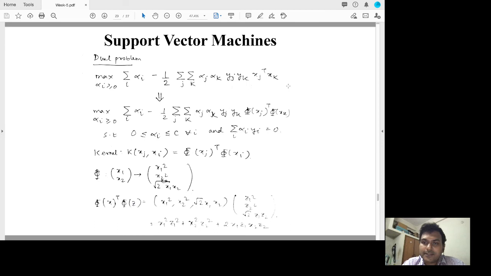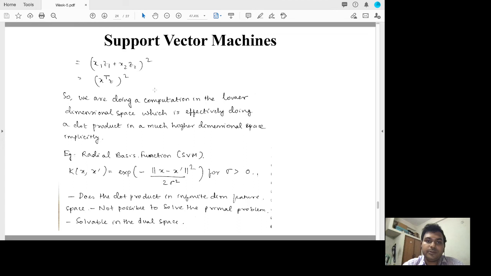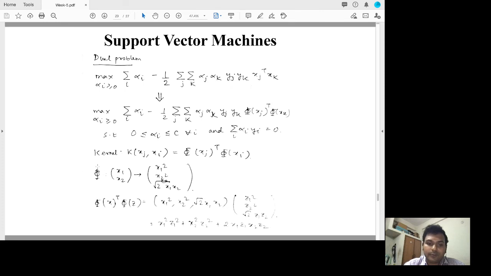So for w transpose xj, there is no way of doing the kernel trick there. You have to convert xj to the high dimensional space and compute w transpose x there. You need to know this phi in that case. Now, even without knowing the phi, you will be able to do something in the higher dimensional space. We are doing a computation in the lower dimensional space, which is effectively doing a dot product in a much higher dimensional space implicitly. So this is implicit, not explicit, because you are not finding the phi.